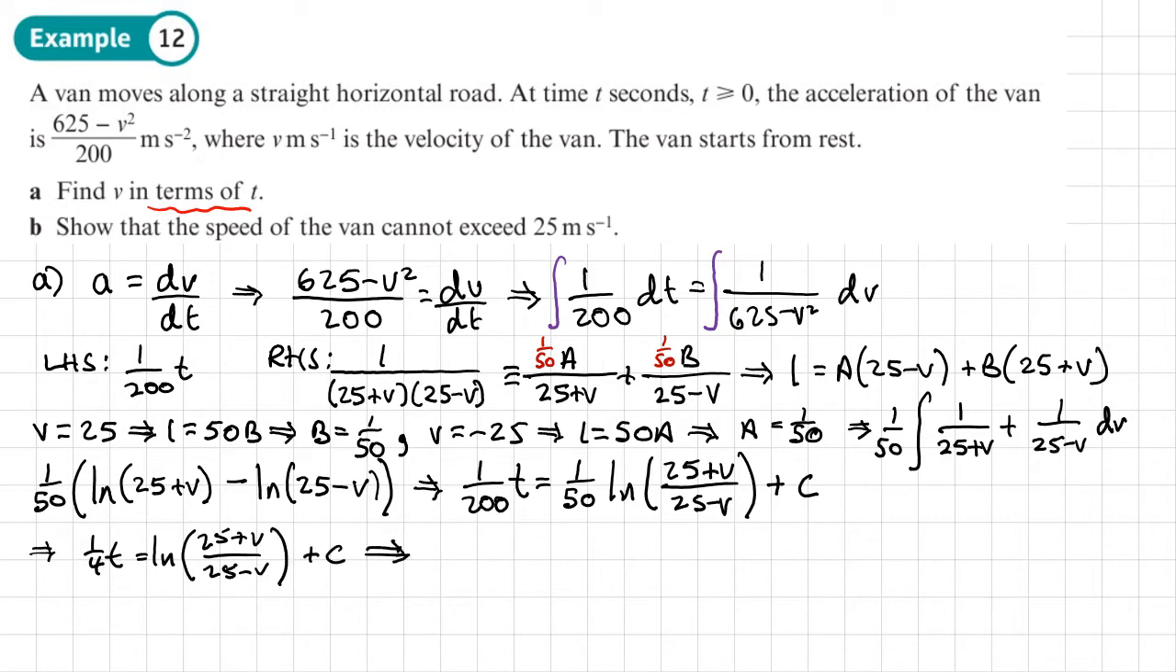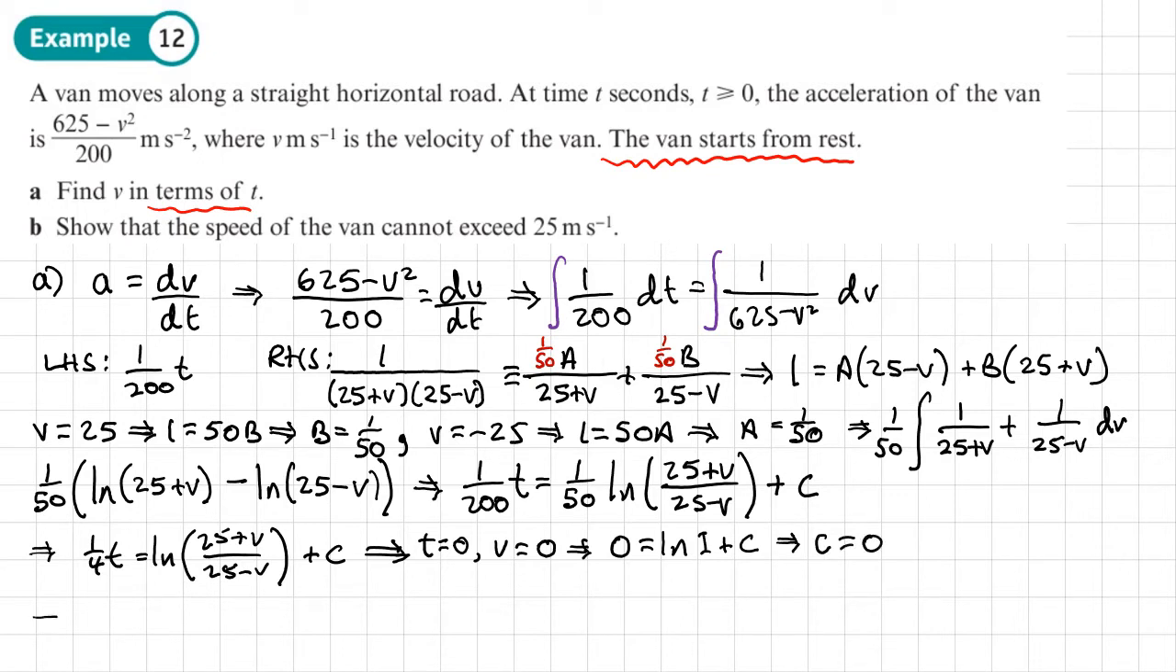And we use this bit of information: the van starts from rest. So that means that when t is 0, v is equal to 0. When I substitute those values in, a quarter t on the left hand side just becomes 0. Then I've got the natural log of 25 plus 0 over 25 minus 0. That's a log of 25 over 25, or the natural log of 1, plus c. Now the natural log of 1 is 0, which means that c is equal to 0.